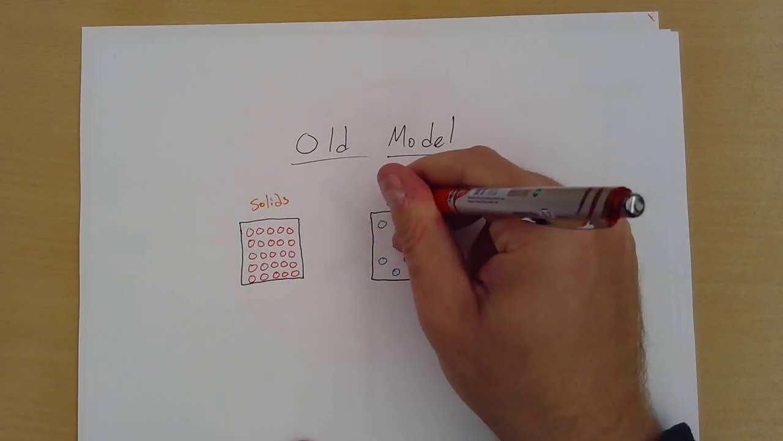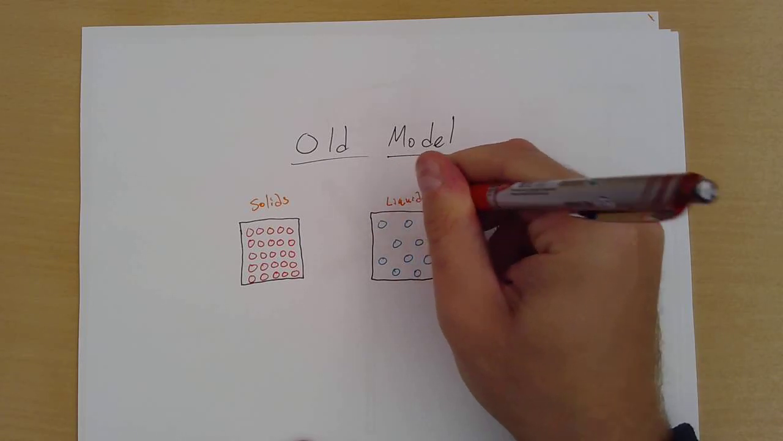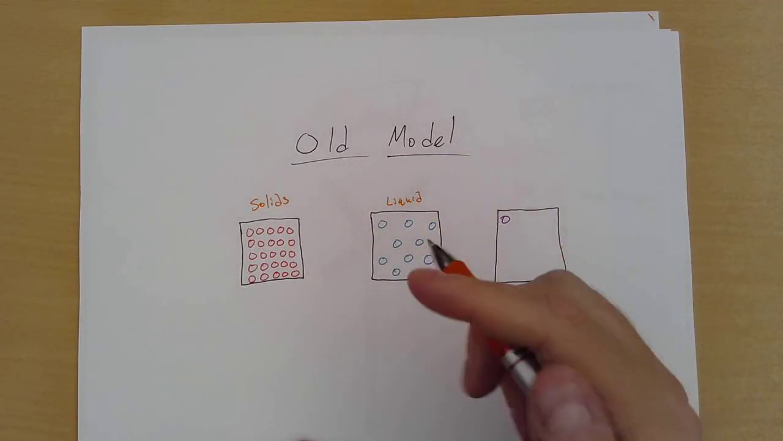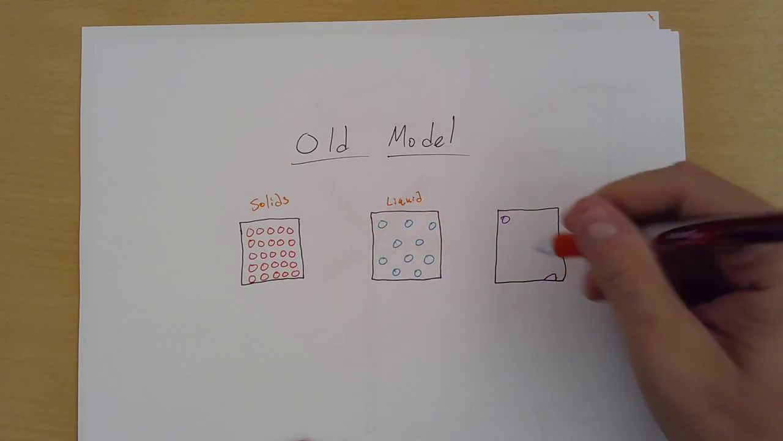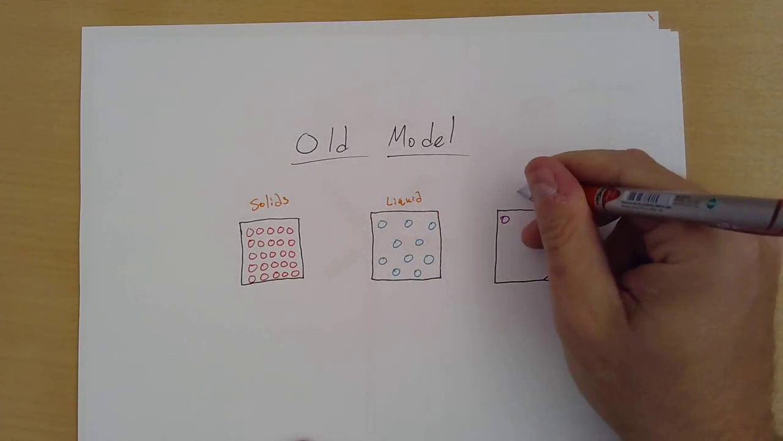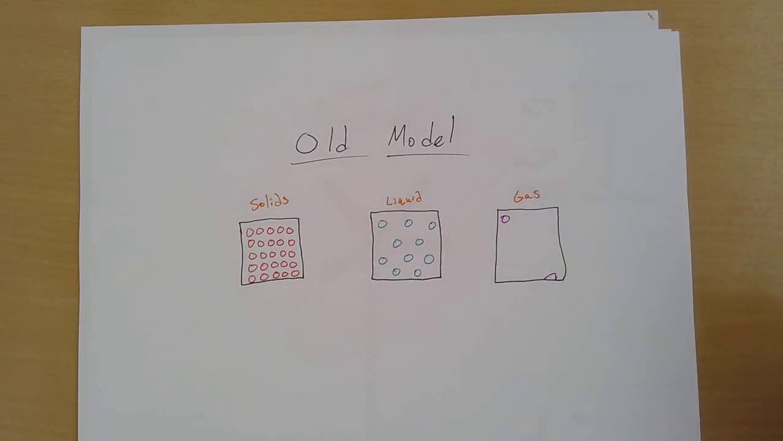This was our liquid, which had some more space to it. They were more fluid. They're going to make the shape of the container. And then we have our gas, which is super spread out, and also forms to any container. It doesn't have a defined shape. It doesn't even have a defined volume.